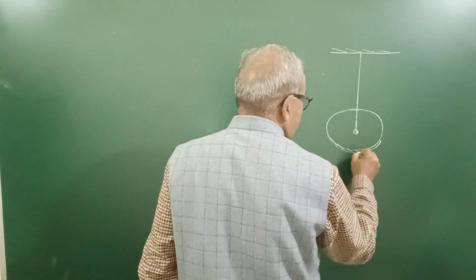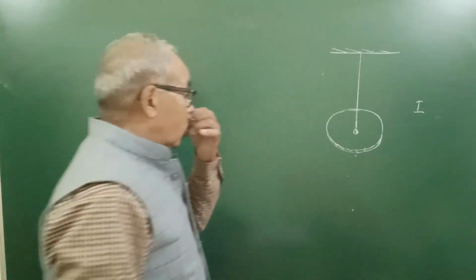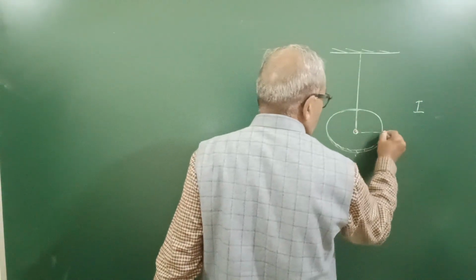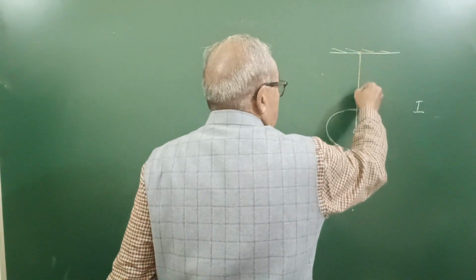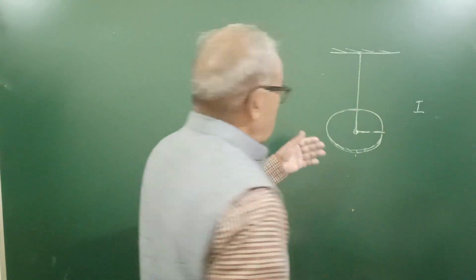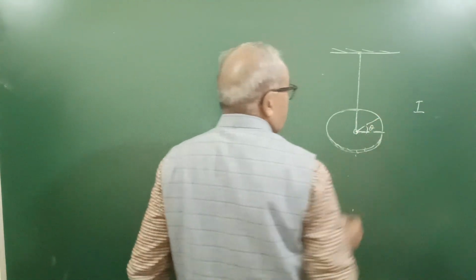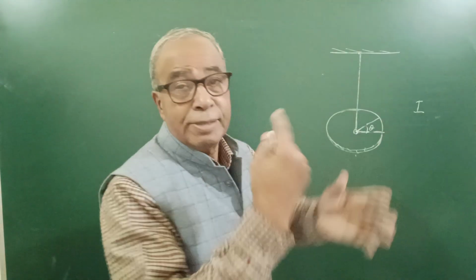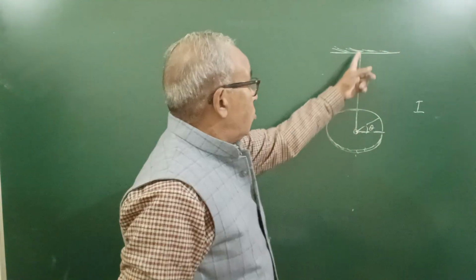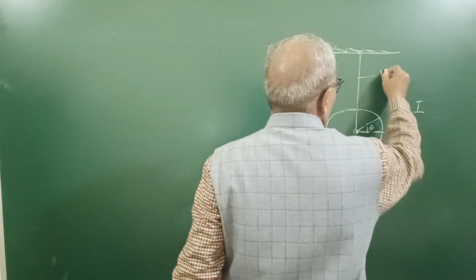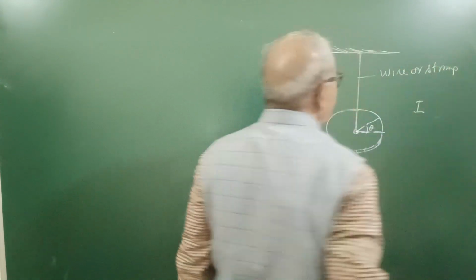It is a disc. Let the moment of inertia of the disc about the axis be I. Now this is the equilibrium position. If we twist it, if we displace it a little away from this position, then the string will be twisted and due to the twist, this wire or string will produce a restoring torque.